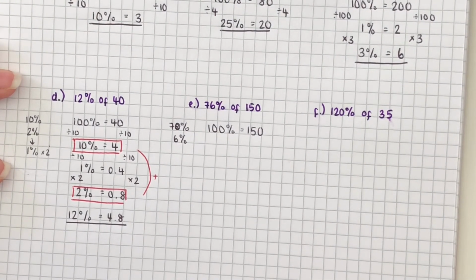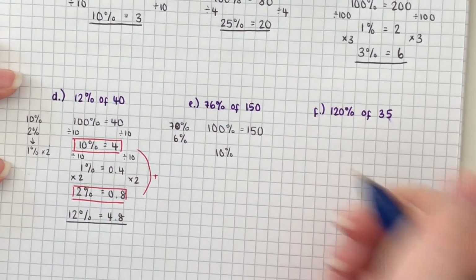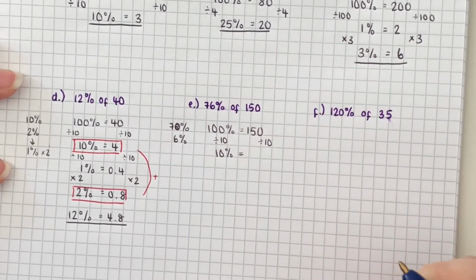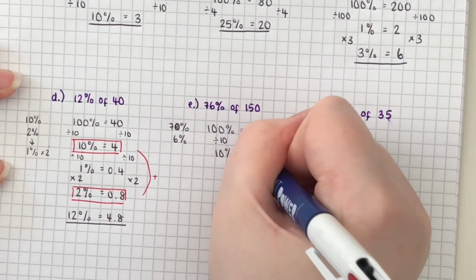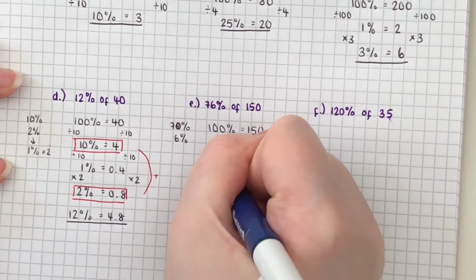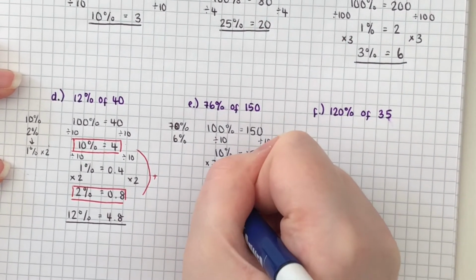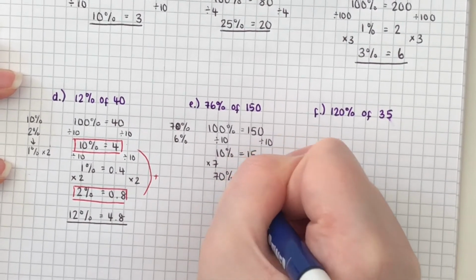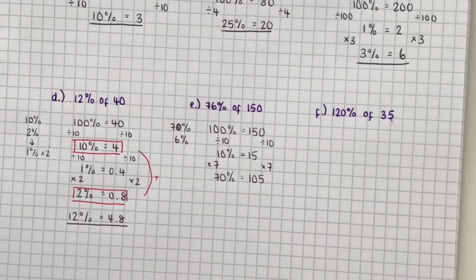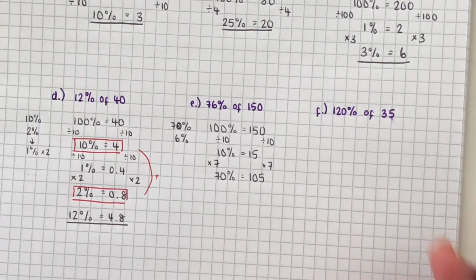So 100% is 150. So first thing we need is 10%. So 10% would be 100 divided by 10, which means it would be the other side, so 150 divided by 10, which gives me 15. Then I want 70, so that means I've got to times 10 by 7, because that gives me 70, which means I need to multiply this side by 7 as well. So 70% is, I want to say 105, but I will check that. 15 times 7, yep. Okay, so that's that bit done.